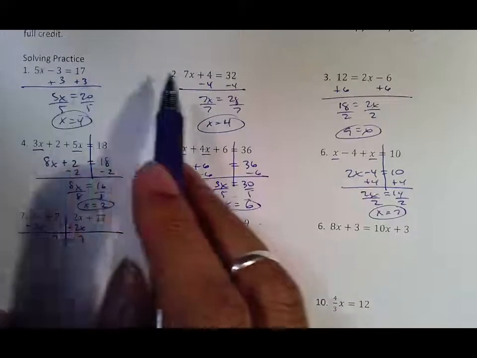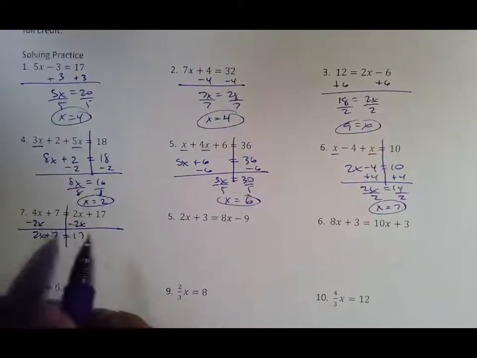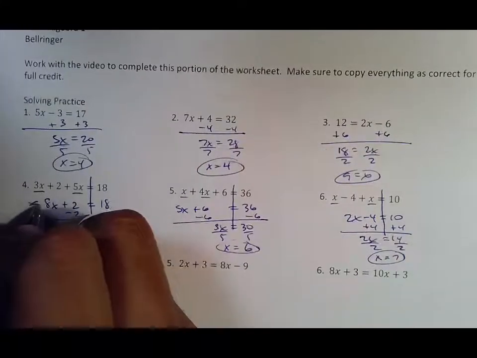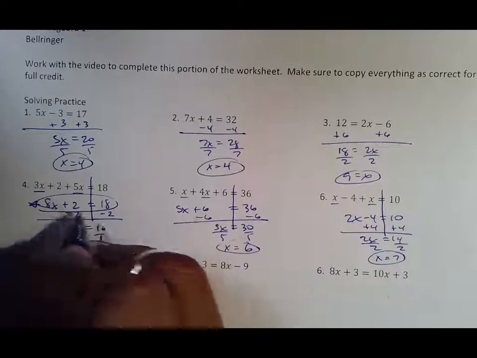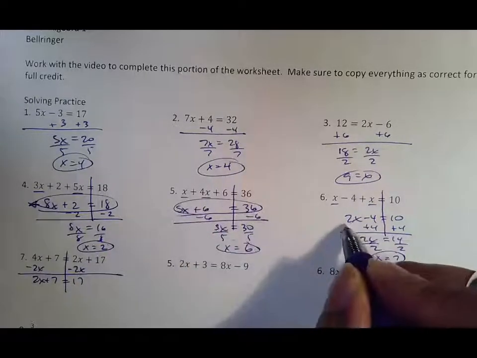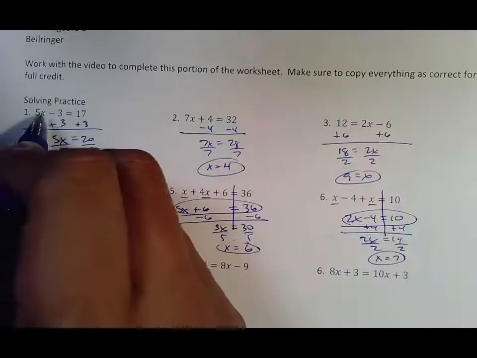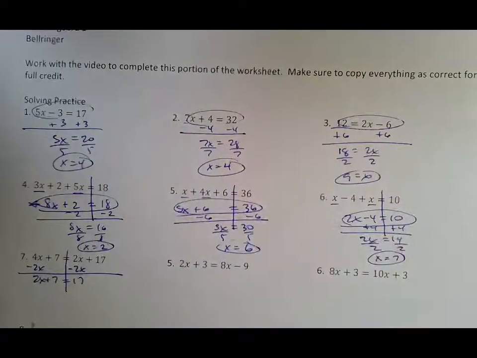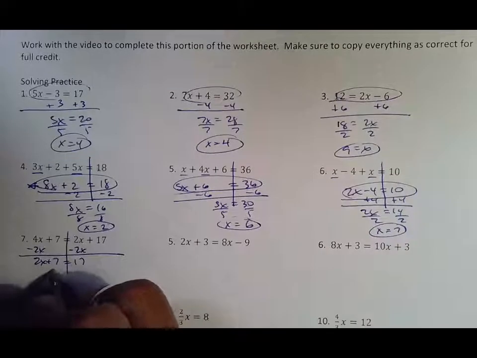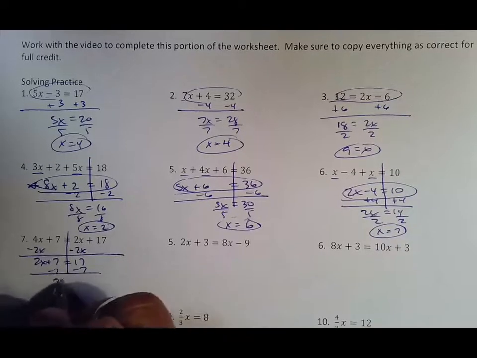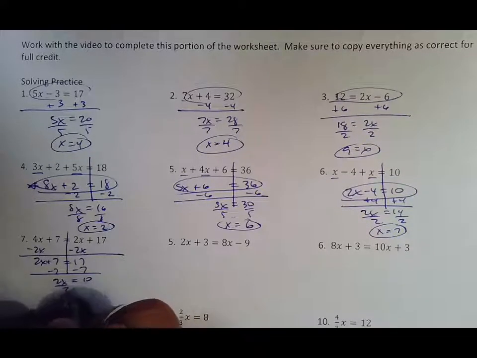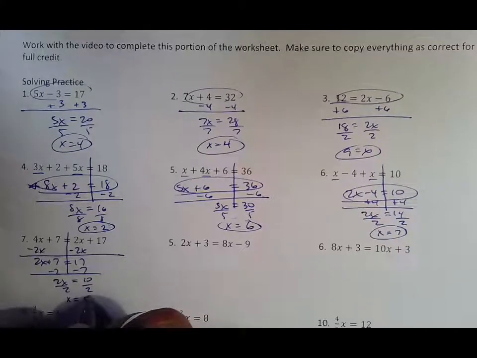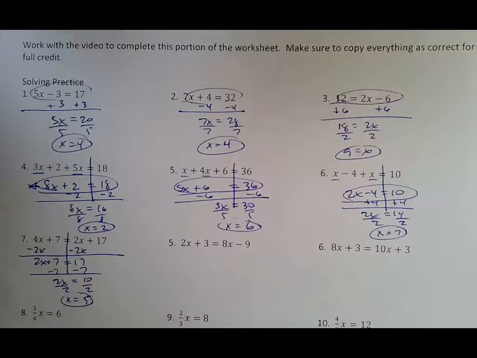This looks just like these problems up here. Once you get the x's on one side, once you combine your like terms, this and this all look like the original problems that we started with, which is the whole point of why we had to make sure we worked on them. Either way, you subtract 7, you bring down your 2x and 10, divide by 2, getting x equals 5. Again, make sure you're copying everything.